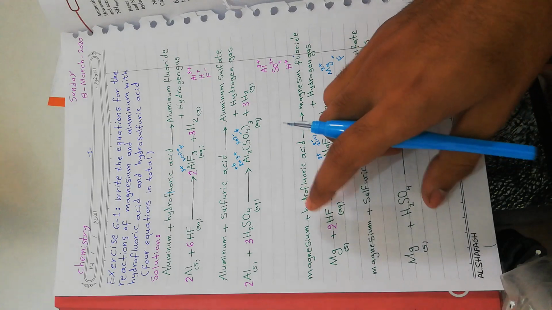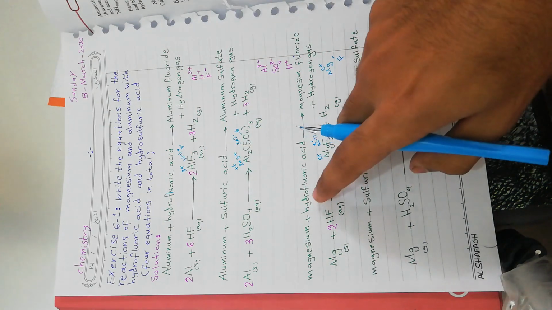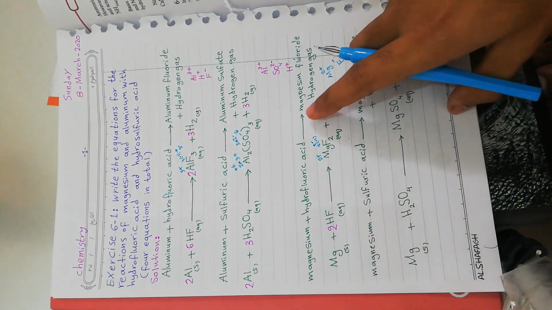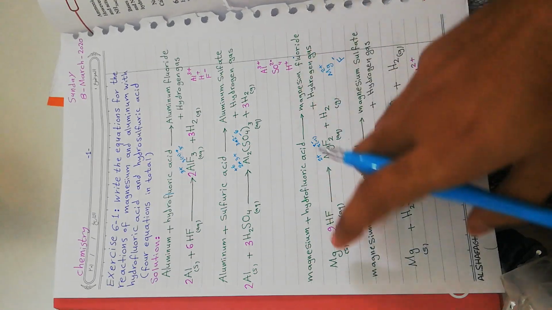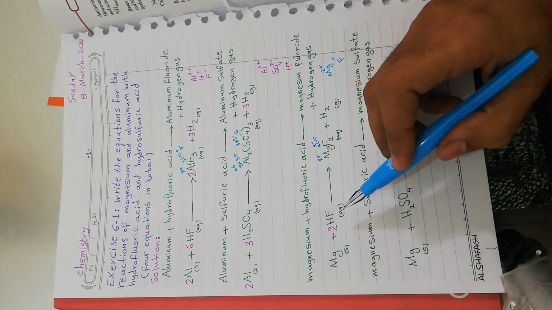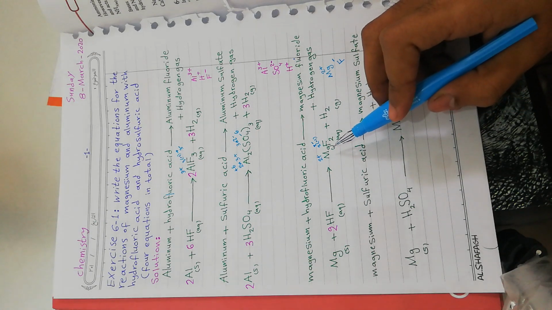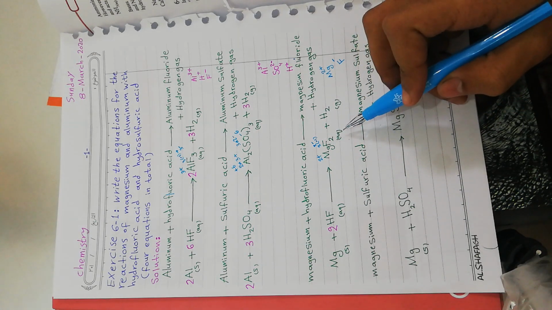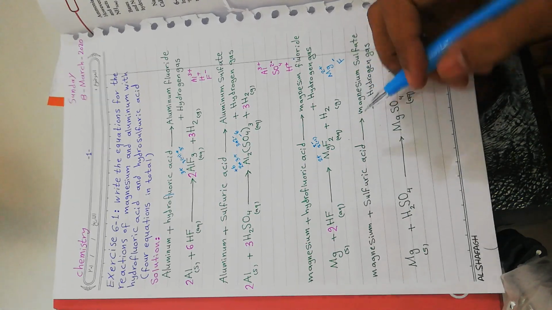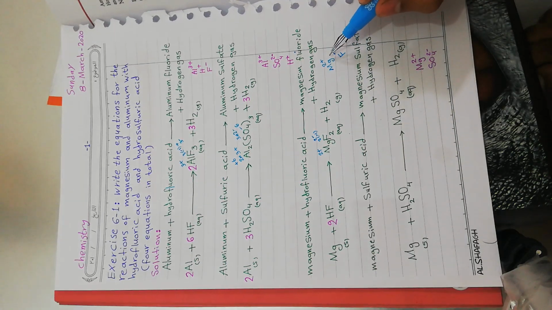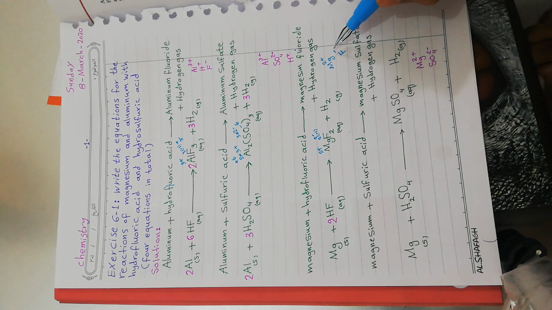Let's continue with magnesium. Magnesium reacted with the first acid, which is hydrofluoric acid. The products are 2 things: magnesium fluoride plus hydrogen gas. Mg in solid state reacted with hydrofluoric acid in aqueous solution. The products are 2 things: MgF2 in aqueous solution plus H2 gas. As we know, the oxidation state of magnesium is 2+, and the oxidation state of fluoride ion is 1-.